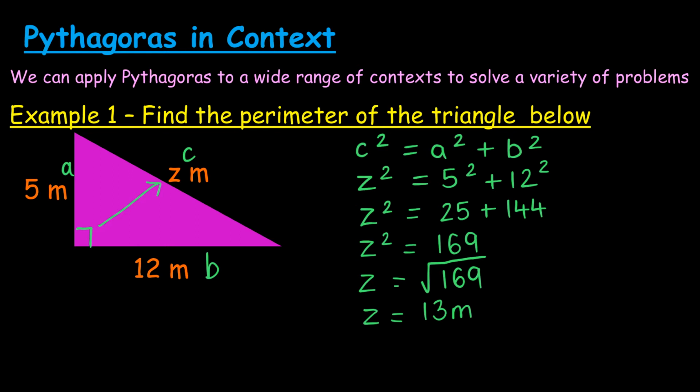Okay, don't worry if you do still have to use a calculator for that, that's okay. And then we've found this length Z, but what we haven't done is answered the question, which is asking us to find the perimeter.